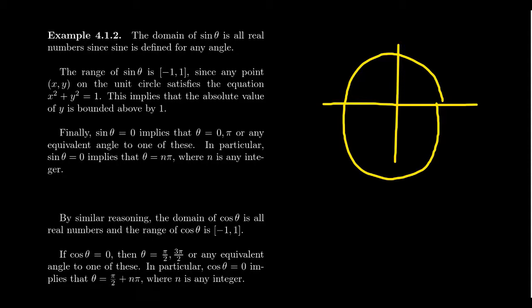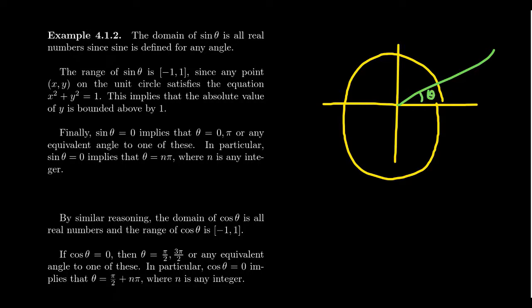What are the possible angles that can go inside of sine? So when we think of the domain, we want the possible input. The input of sine is going to be the angles. What angles is sine defined for? So if we think about these possible terminal sides of an angle, here's theta.